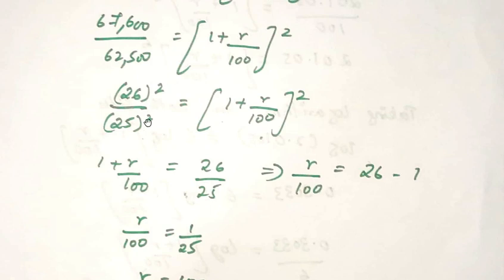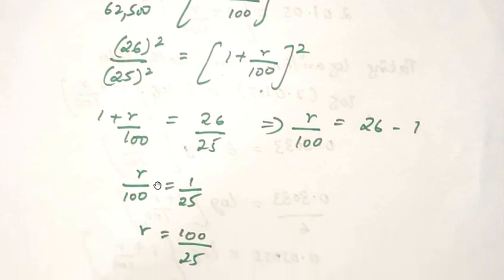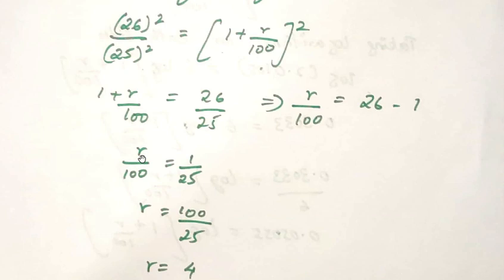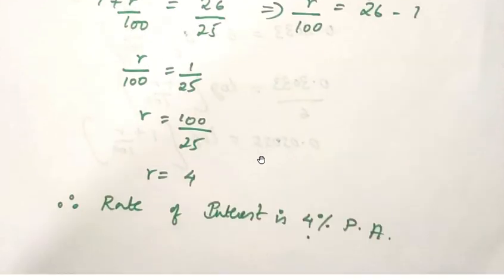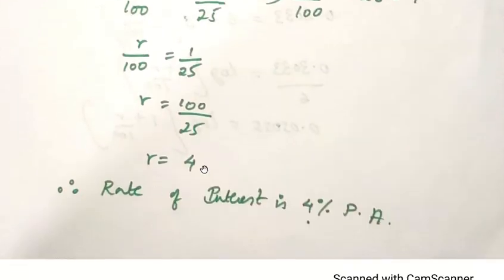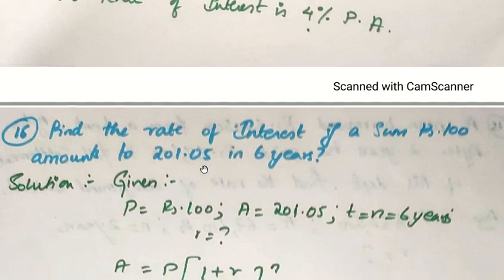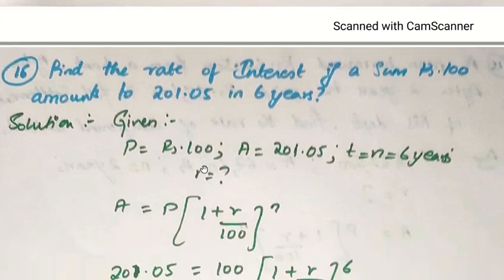So now we have a common power. So when the power gets cancelled, square and square get cancelled. 1 plus r by 100 is equal to 26 by 25. So r by 100 is equal to 26 by 25 minus 1. So when you have your LCM as 25, 26 minus 1, you get 1. So r is equal to 100 by 25, r is equal to 4. Therefore your rate of interest is 4% per annum.